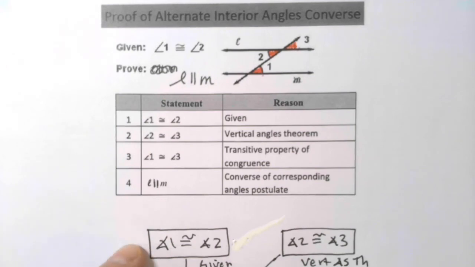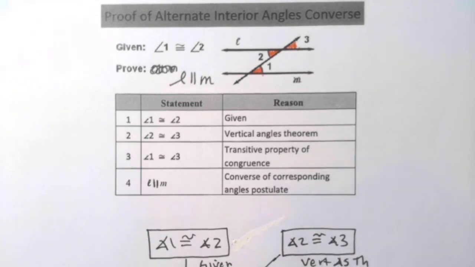So because 1 is congruent to 2 was a given, and 2 is congruent to 3, then we can say 1 is congruent to 3 because of the transitive property of congruence. All right, now that we have those two, we can prove that line L is parallel to line M. And the reason would be the converse of corresponding angles postulate.